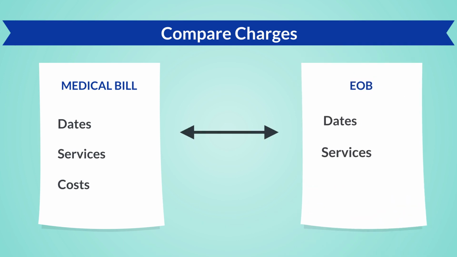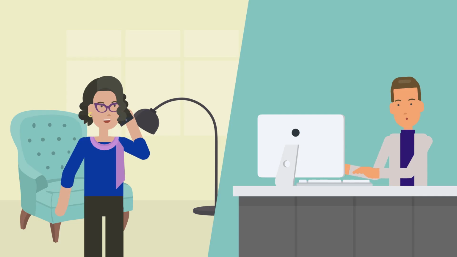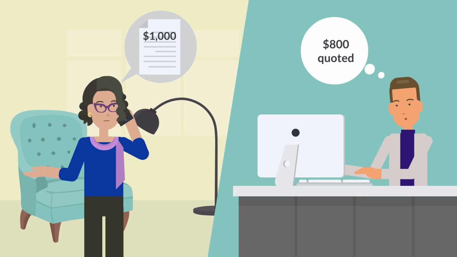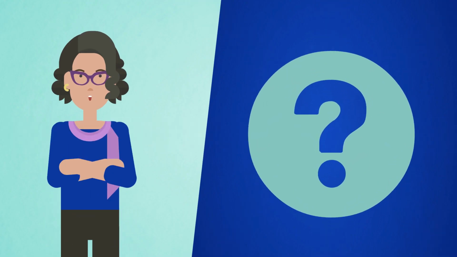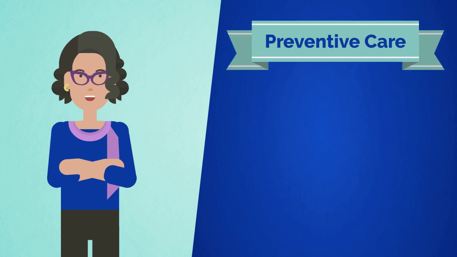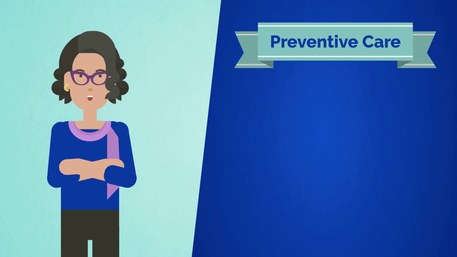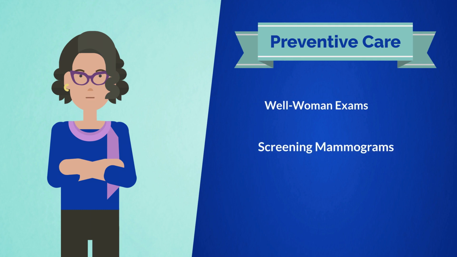Check the dates, services, and costs. Did you receive all of the services listed? Were you told the cost would be one thing, but the bill or the EOB says something different? Are you being charged for something you shouldn't be, such as preventive care service? Examples of preventive care services include well woman exams, screening mammograms, or screening colonoscopies.